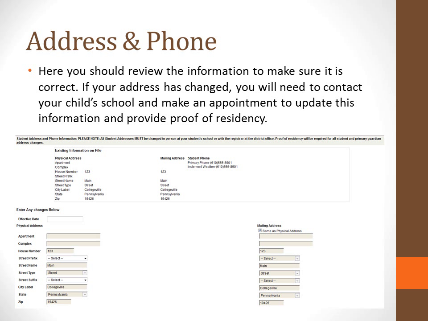Next, we move on to the Address and Phone tab. You will need to review your address information here to make sure it is accurate. If you have moved over the last year, you will need to contact your child's school building to update this information and provide proof of residency. It is not something that can be changed online.